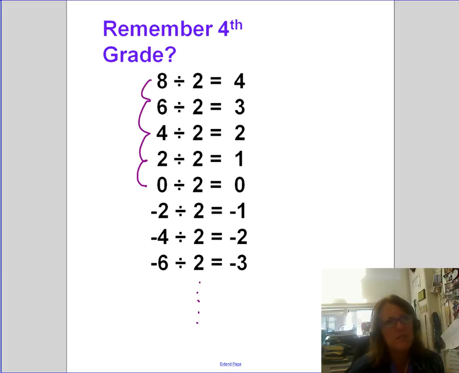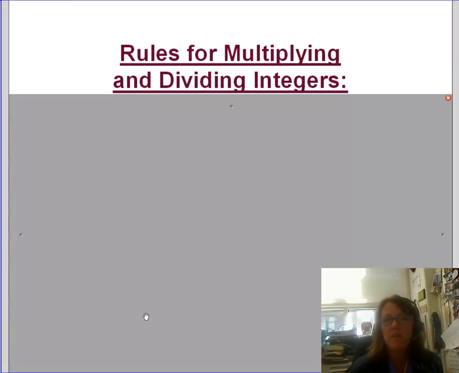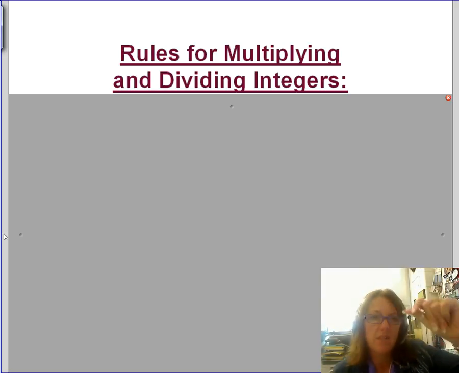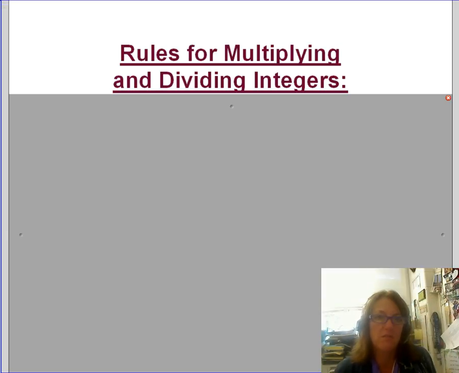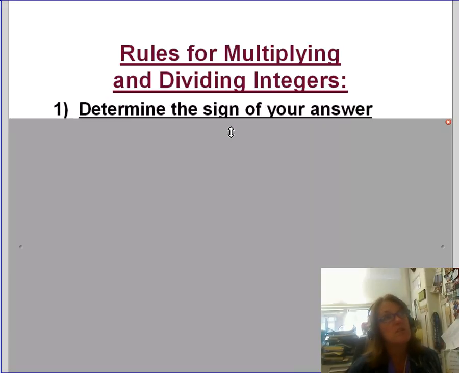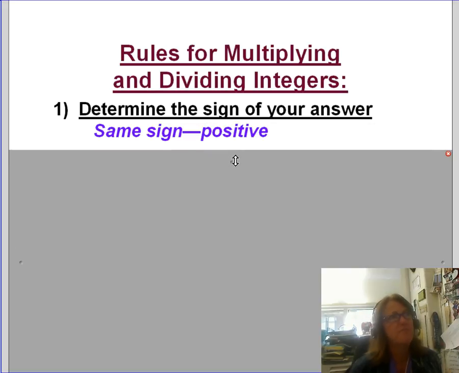Well, interestingly enough, as we start looking at this, we start to formulate and notice some patterns that occur when we're dividing or multiplying integers. Every time we do this, I want you to basically handle it in two ways. One, you should immediately be able to look at any multiplication and division problem and tell me if the answer is going to be positive or negative. Every single time. Boom, boom, boom, boom, boom. So the first thing I want you to do is determine what the sign of your answer is going to be. Is it positive or negative? Here's how. If you have the same signs, your answer is positive.